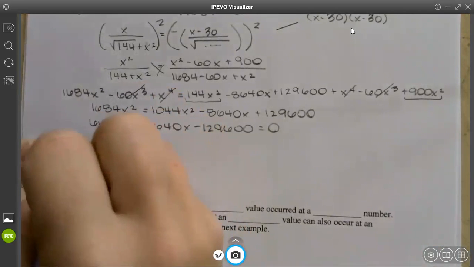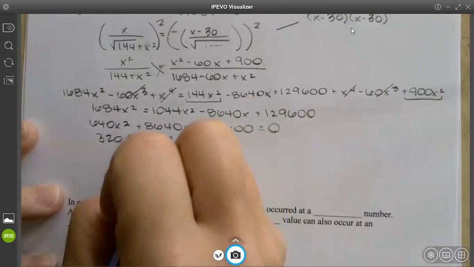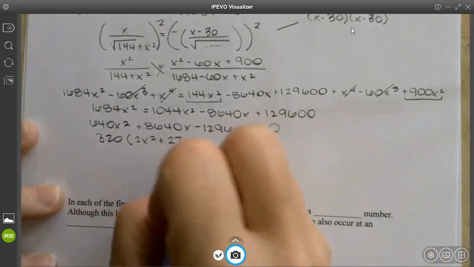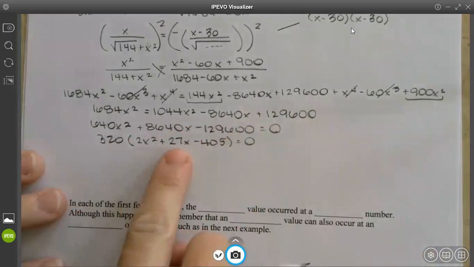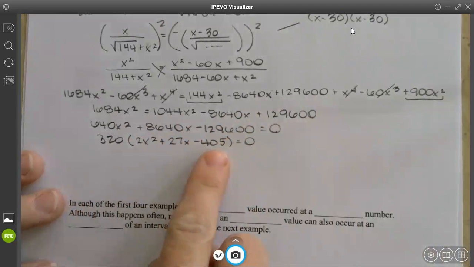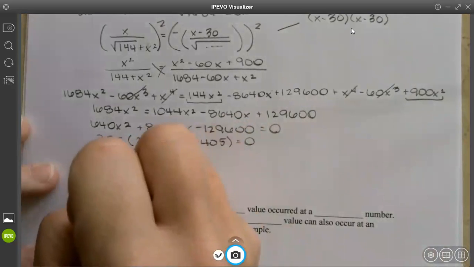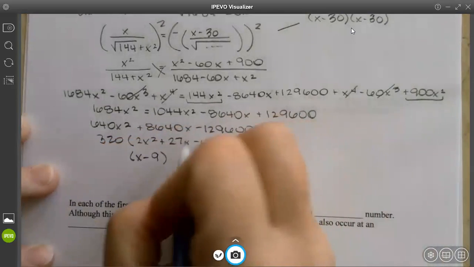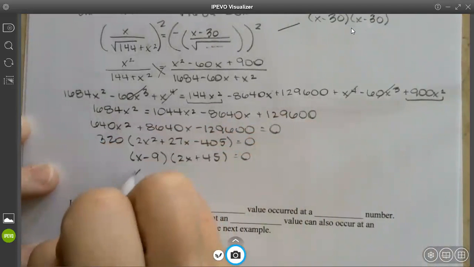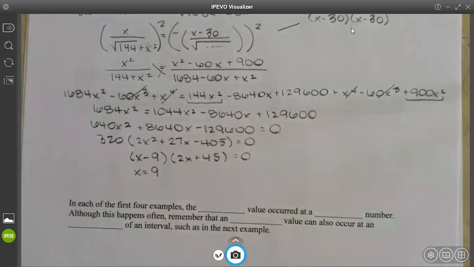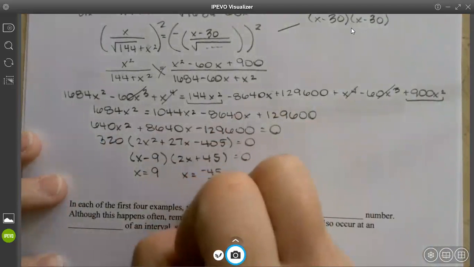We can factor out 320, which gives us 2x squared plus 27x minus 405. How would I factor this inside? Slide and divide. I'm not going to make you do that. You know how to slide and divide. When you do slide and divide, you get x minus 9 and 2x plus 45. So the first one gives you 9. The second one gives you negative 45 over 2.